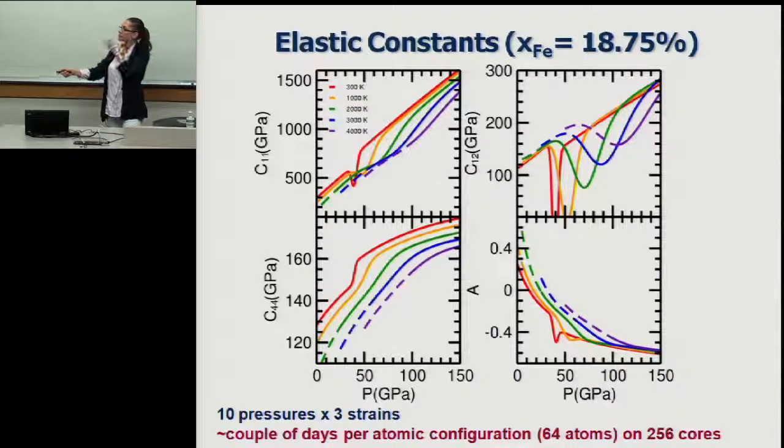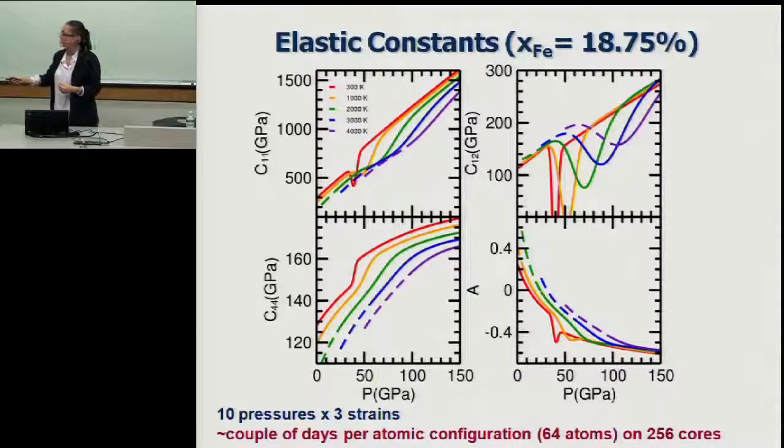Each one of these calculations takes a couple of days for 64 atoms on 256 cores. A couple of days, maybe 2, maybe 7, maybe 1 week. So we have 30 of these runs. So you can start seeing what it takes to do this type of calculation. It's very demanding.